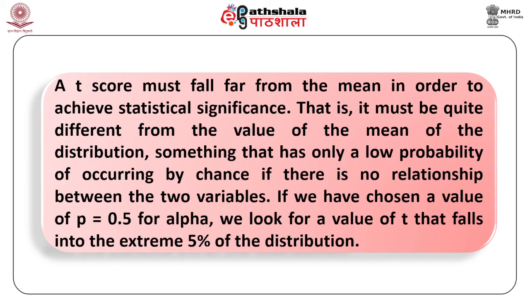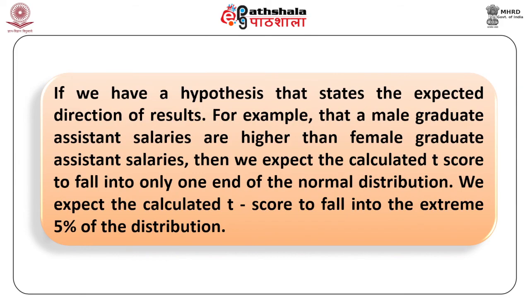If we have chosen a value of p equals 0.05 for alpha, we look for a value of t that falls into the extreme 5% of the distribution. If we have a hypothesis that states the expected direction of results, for example, that male graduate assistant salaries are higher than female graduate assistant salaries, then we expect the calculated t-score to fall into only one end of the normal distribution. We expect the calculated t-score to fall into the extreme 5% of the distribution.